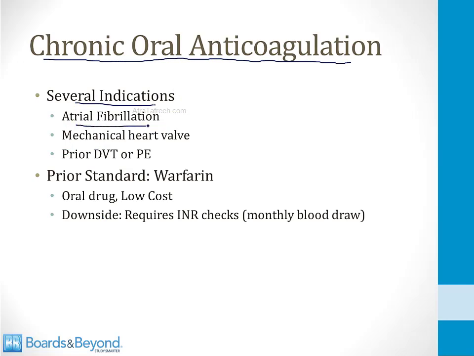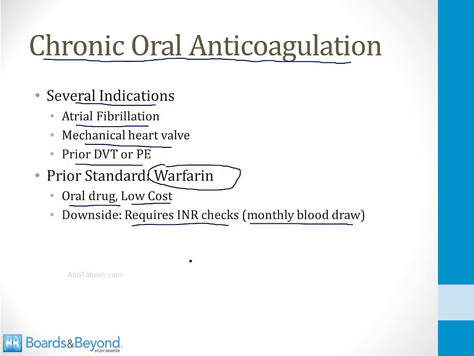One is atrial fibrillation, another is mechanical heart valves, another is prior deep vein thrombosis or pulmonary embolism. The prior standard therapy was warfarin, and for many years this was the only available therapy. It's an oral drug, its cost was low, but it always had one big downside, which is that it requires regular INR checks, which involve a monthly blood draw.